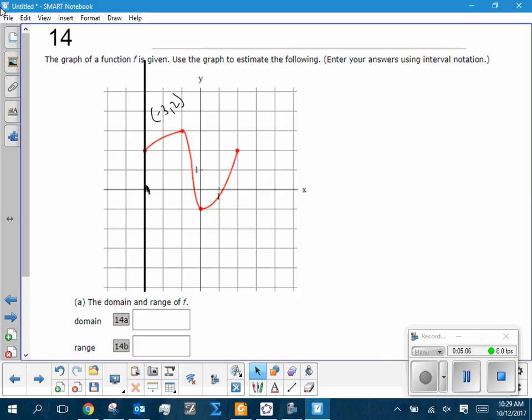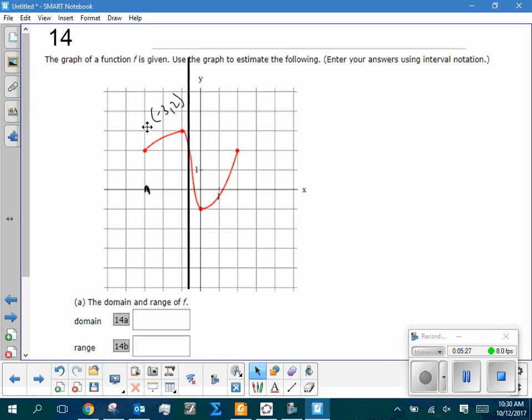Well, running this vertical line through my graph gives me a visual that negative 3 is going to be the first x value that becomes part of my domain. And now as I keep running that through, all of these x values between negative 3 and negative 2 are going to be part of my domain. Everything between negative 2 and negative 1 are going to be part of my domain.